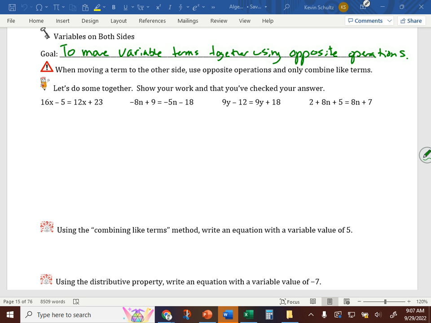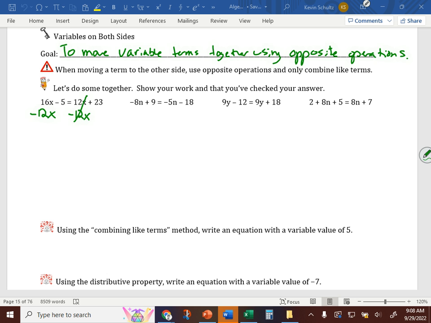But in that first one, 16x minus 5 equals 12x plus 23. Does it matter which side you put the x's on? No. Will you get the same value for x in the end anyway? Yes. So if you are a positive person and you like to keep things positive, then you might decide to subtract 12x from both sides to move your variables over to the left. Because if you take away 12x's from the right side and take away 12x's from the left side, have you kept the equation balanced? Yes.